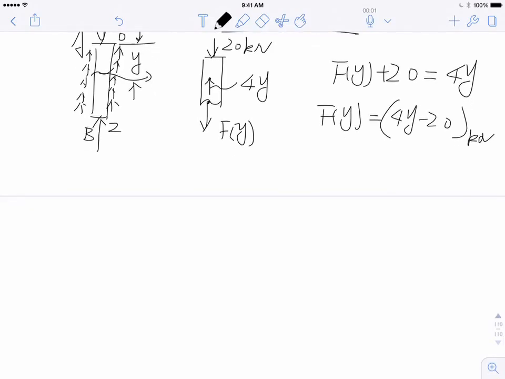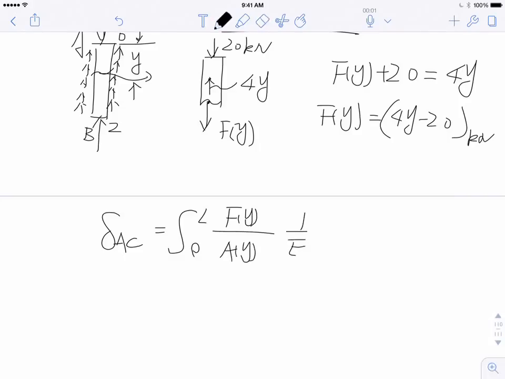Now, in order to find out the displacement, we need to use this equation, like I mentioned: delta AC equals the integral from 0 to L of Fy divided by Ay, times 1 over E, dy. Because E is Young's modulus, it's a given, 13.1 gigapascal. And the things that change are Fy and Ay. Now, I also know Ay is a constant, because it's a cylinder with a diameter of 60 millimeters. It's constant across the whole length. So A is also constant. But really, the only parameter that changes with y is Fy. This is the only tricky part.